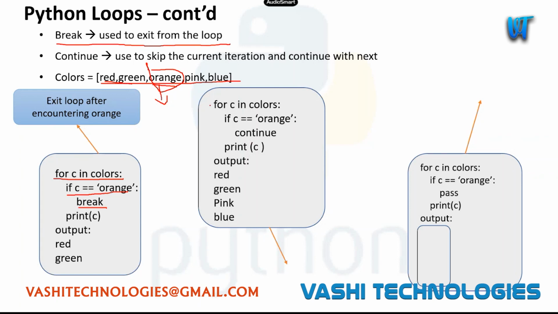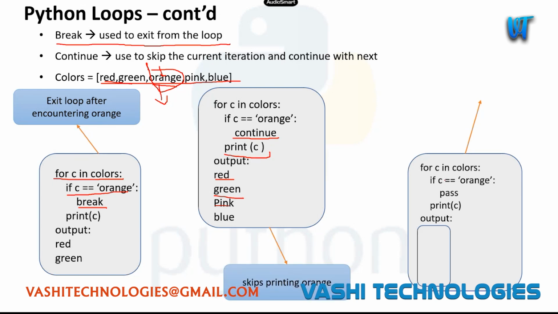If you see the second case, for c in colors, if c is orange, then just continue, don't do anything. If not, it will print everything. If c is orange, it won't do anything; in all other cases, it will keep on printing. If you see the output here, we have red, green, pink, and blue. We don't have any orange here because we are continuing, skipping that iteration.